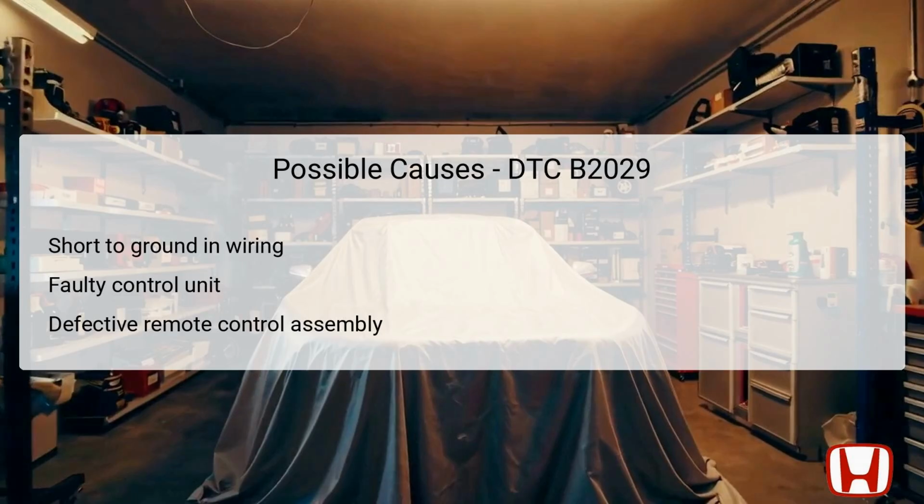Additionally, a defective remote control assembly can contribute to the error, wherein the switch itself may not be transmitting the required signals effectively. Each of these causes can lead to the symptom described in the DTC B2029, making it essential to methodically investigate each avenue during troubleshooting.